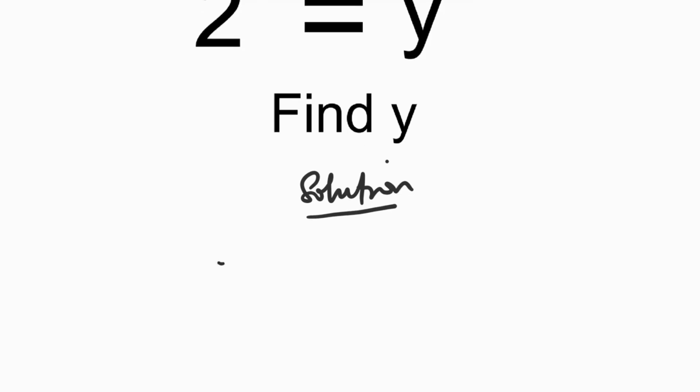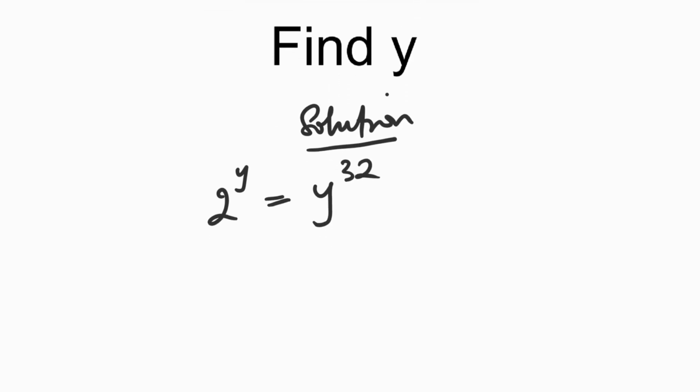We have that 2 raised to the power y is equal to y raised to the power 32. For this question, we're going to try to move all the numbers to one side and all the alphabets to one side. So we have y on the left and y on the right. What we're going to do is move the y to the right hand side and then 32 to the left hand side. So we'll start first with the left side.